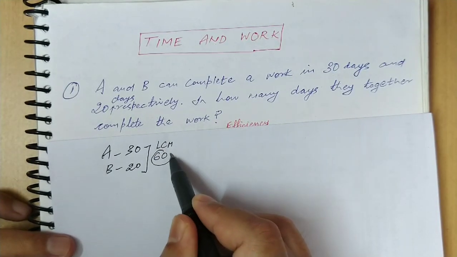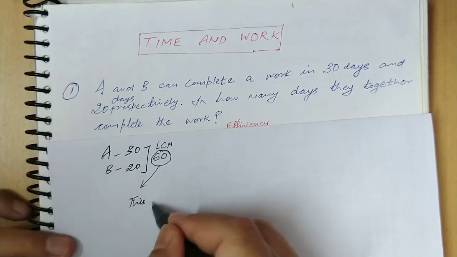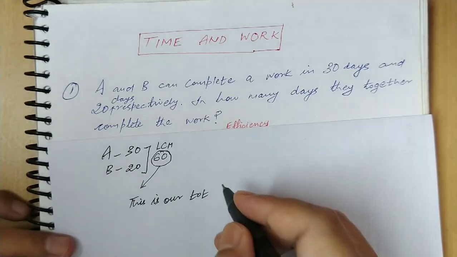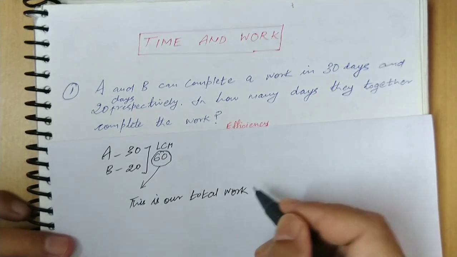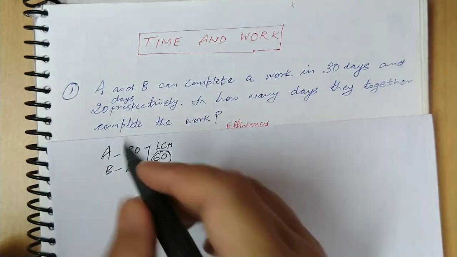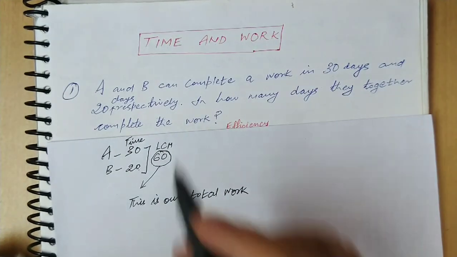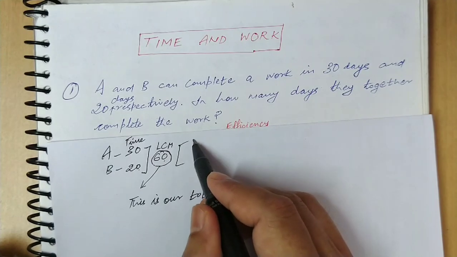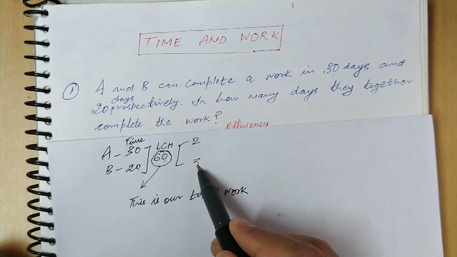Now this 60, this is our total work. So 60 work needs to be completed. 30 and 20 is our time taken. Now if we divide 60 by 30, we get 2, and if we divide 60 by 20, we get 3.